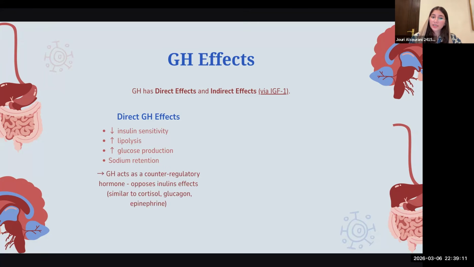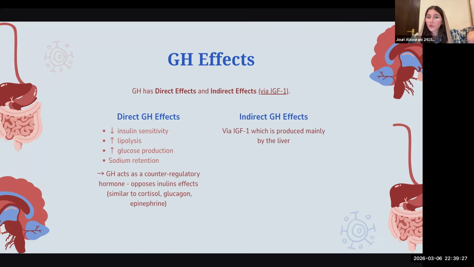Growth hormone acts as a counter-regulatory hormone. What this means is that basically, whatever insulin does, it's going to oppose that. It opposes the effects of insulin, okay? And this also happens with cortisol, glucagon, and epinephrine.